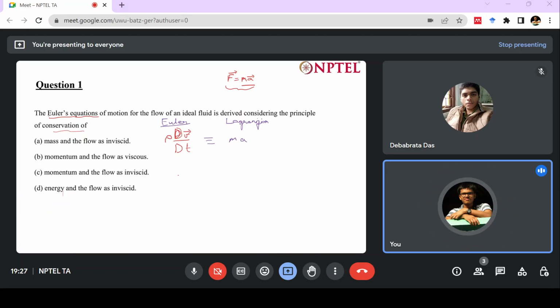Now what else is there? We have force. For the Eulerian framework we have force, and in the Lagrangian framework we have force. We have to find something equivalent to this.